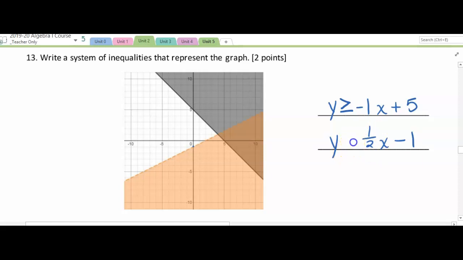Now let's talk about the symbol we need. I've shaded below the line, so it's less than, and it's dashed, so it's going to be strictly less than.